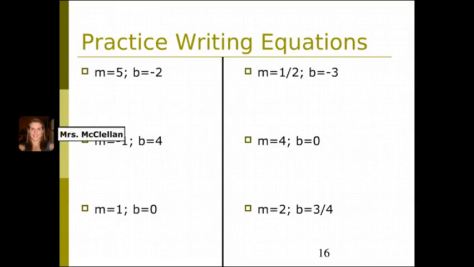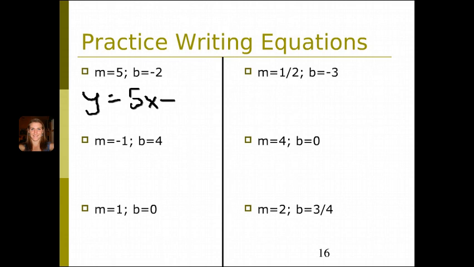All right, so we've got some practice problems here. First one here on the left, we've got m equals 5, b equals negative 2. So once again, we start out with y. y equals 5x, and there's a minus 2. So instead of saying plus, it's going to be minus 2.